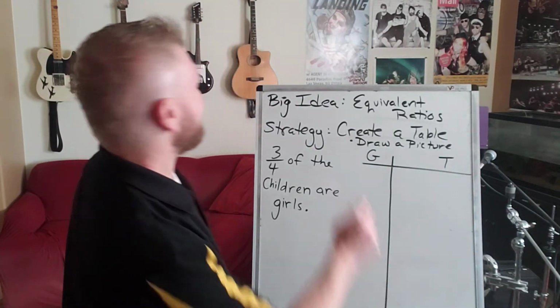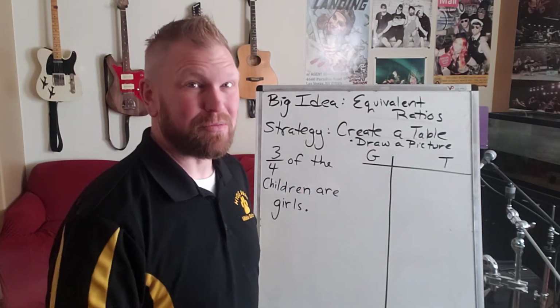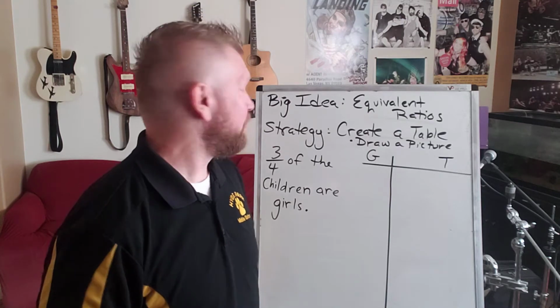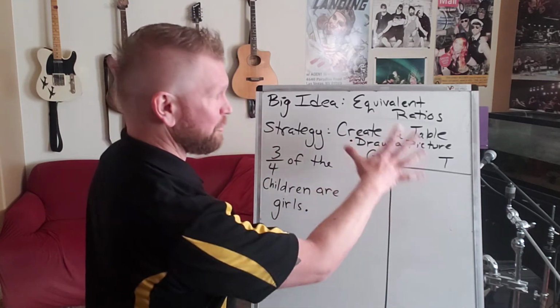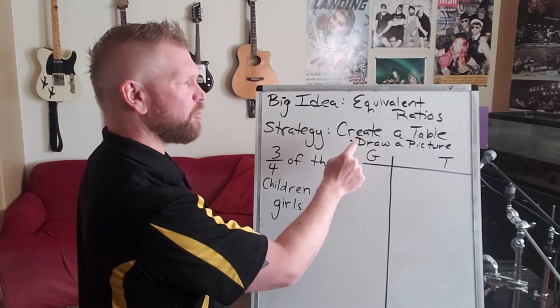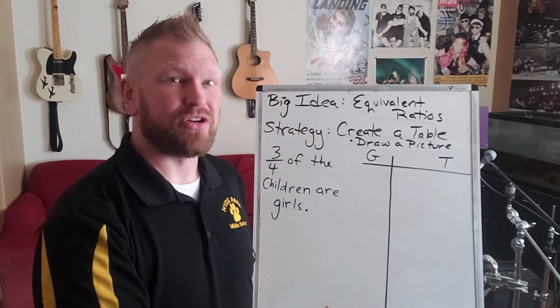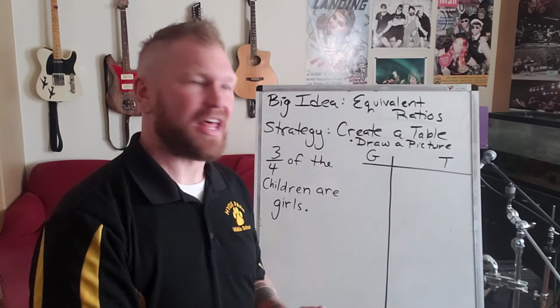All right, the big idea, equivalent ratios, but there's a little bit of a curveball to this one. We'll get to that in a moment. The strategy, we're going to create a table. Here I've got a table, and we're going to incorporate drawing a picture in there as well, and I'll show you why. The picture is going to help us understand that curveball.